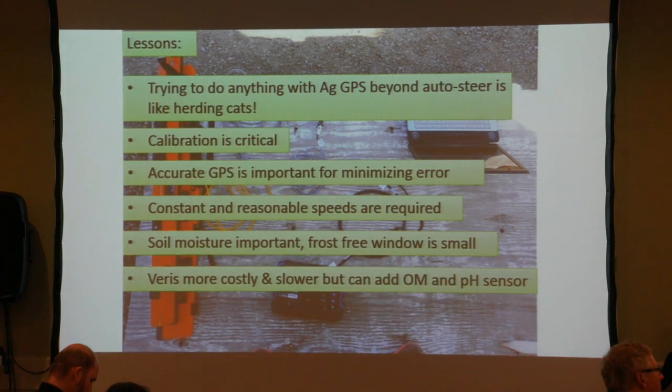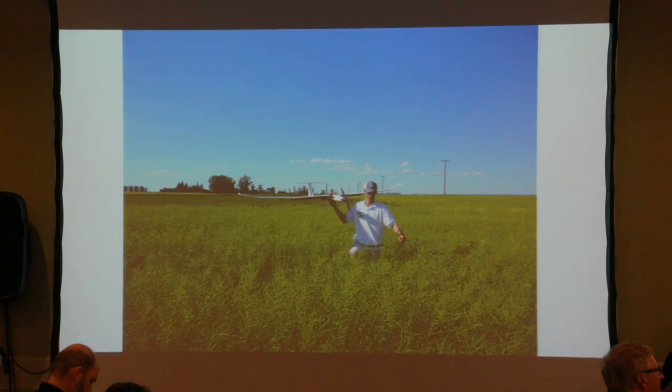Just a general comment, the Veris, as I mentioned earlier, is more costly, but it also adds that value of an organic matter sensor and a pH sensor. And the truth is that the devil's in the detail, and it's really hard to maintain that focus. The more we dig into precision agriculture, the more questions we have, sort of like John mentioned earlier, the unknown unknowns.